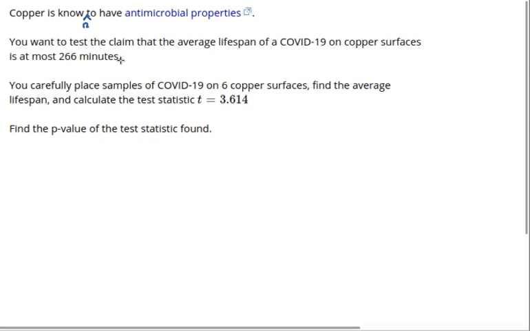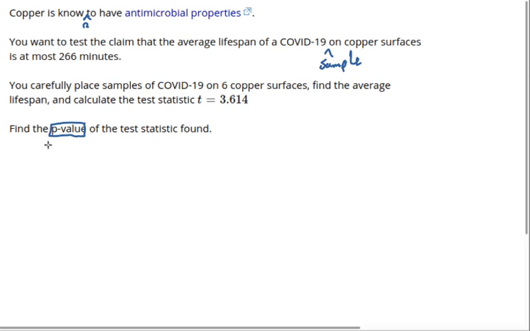You want to test the claim that the average lifespan of a COVID-19 sample on copper surfaces is at most 266 minutes. You carefully place samples of COVID-19 on 6 copper surfaces, find the average lifespan, and calculate the test statistic t equals 3.614. We want to find the p-value of the test statistic.